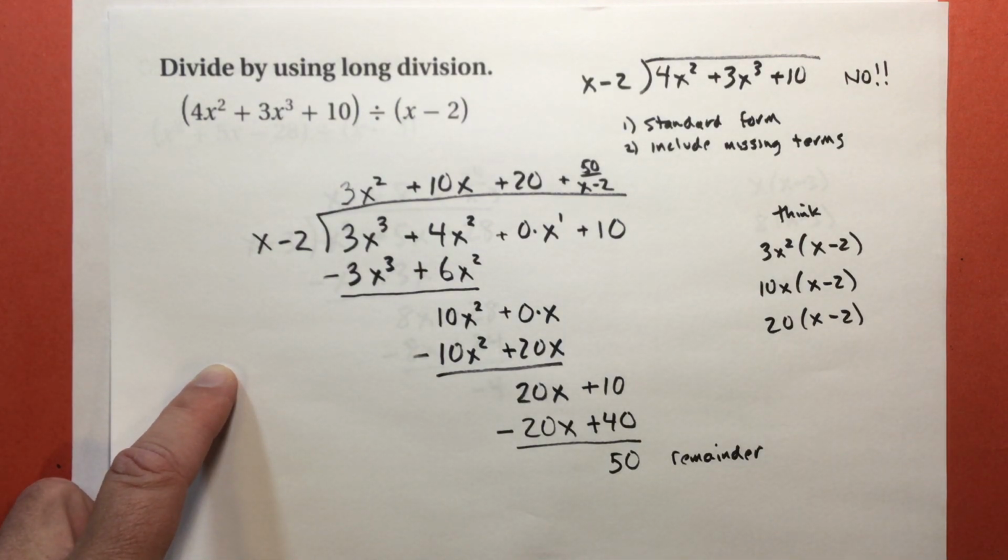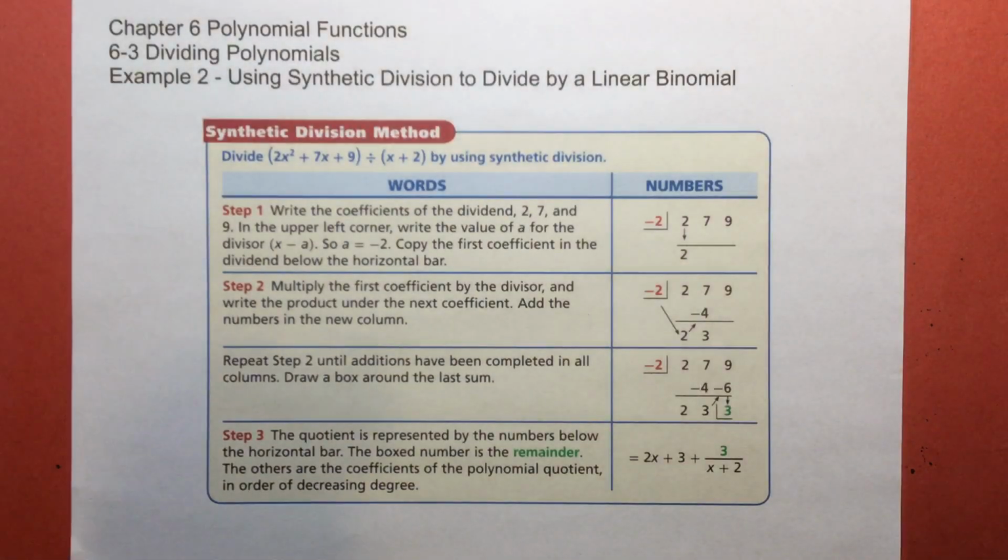Well, after doing long division for enough time, we actually can see some patterns if we ignore the variables and look at just the coefficients. And that brings us to what we call synthetic division.